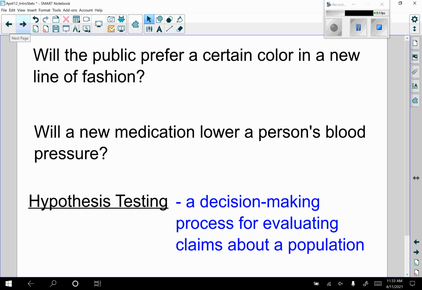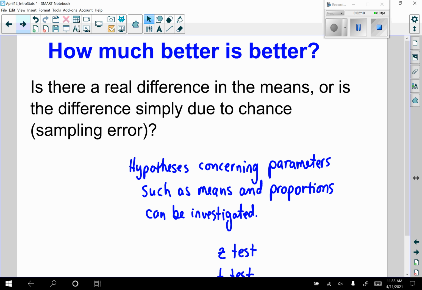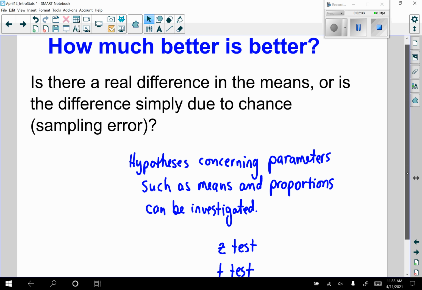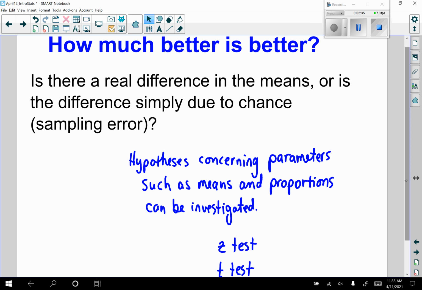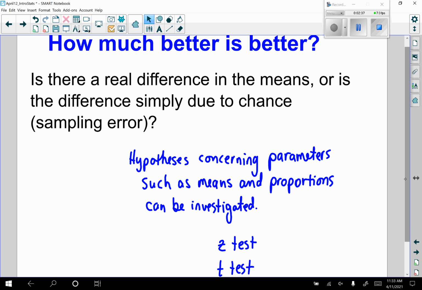But now the question arises, how much better is better? Is there a real difference in the means, or is the difference simply due to chance, which is just referred to as sampling error? So hypotheses concerning parameters, such as means and proportions, can be investigated using the z-test or t-test. And again, pause the video to copy this information down.